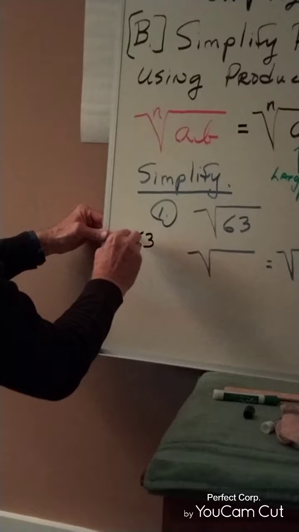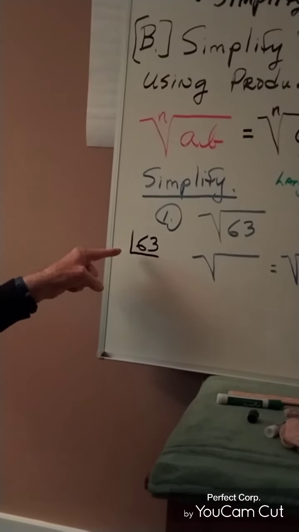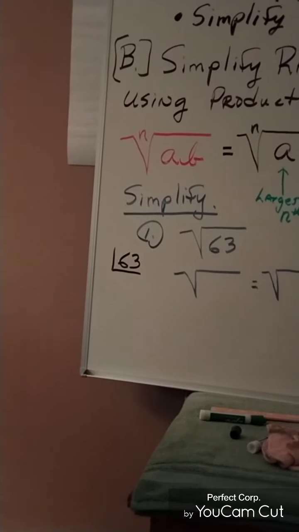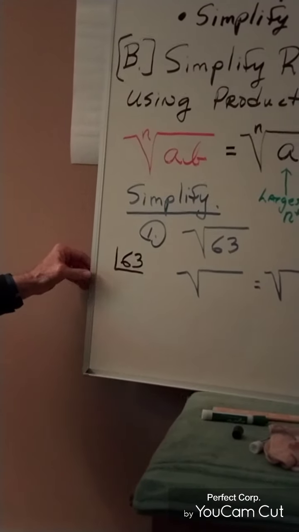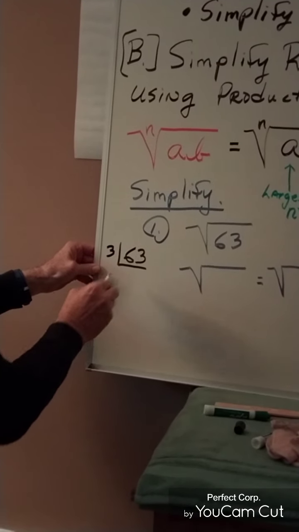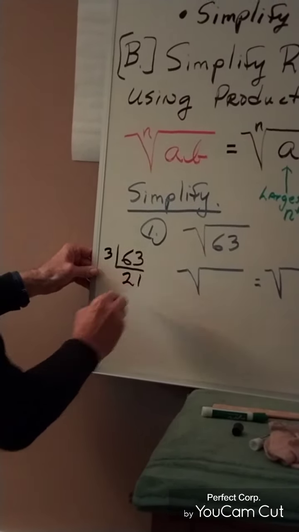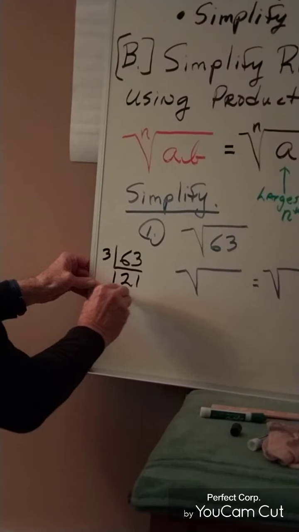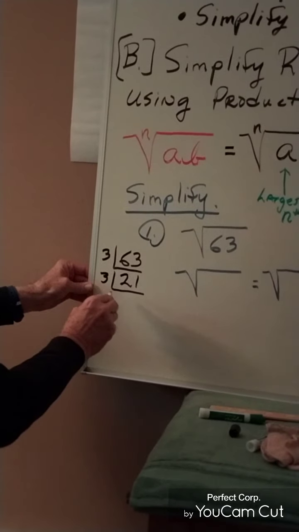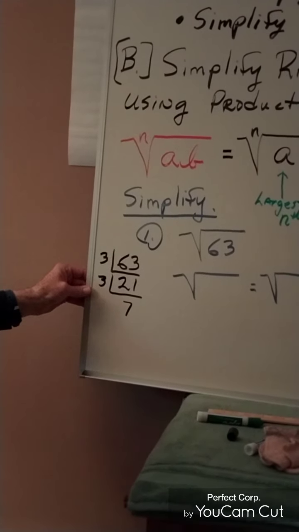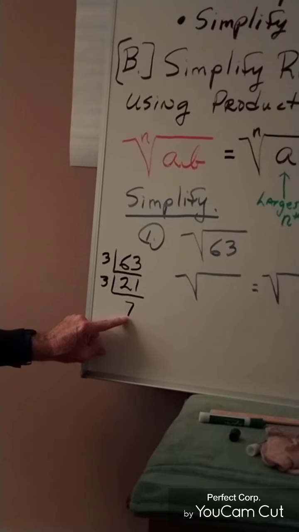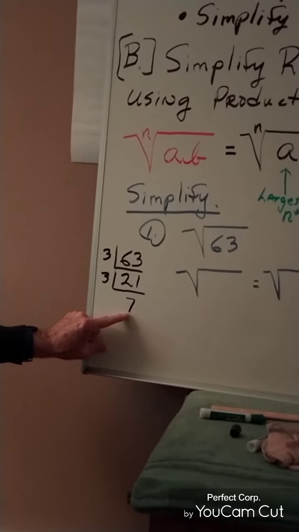Jot down that 63. We can't divide it by 2 because it's not even. So let's go to the prime factor of 3. 6 plus 3 is 9. 3 will work. 3 will divide into 63 21 times. Make another upside down because we can divide it by 3 again. 3 divides into 21 7 times. We're done with our process because the remaining number down here is prime.